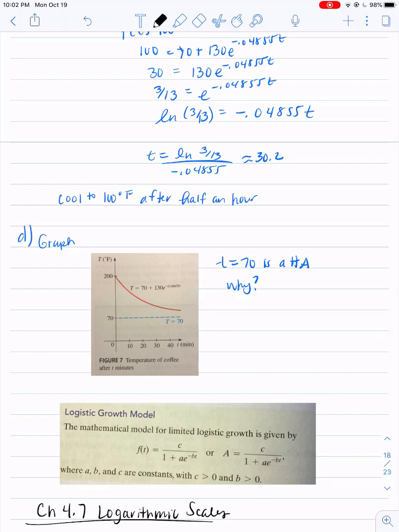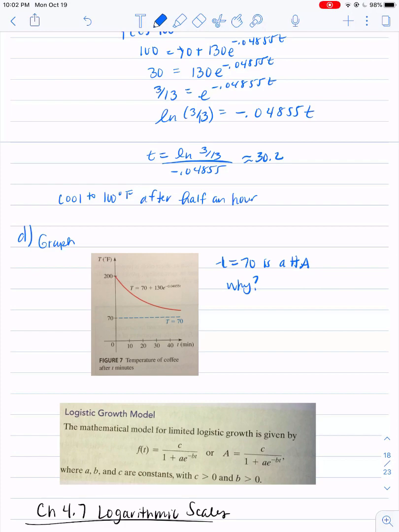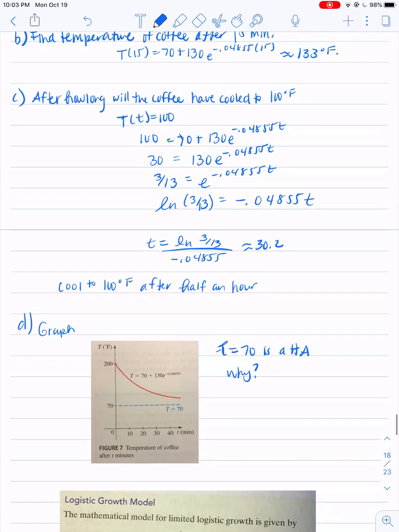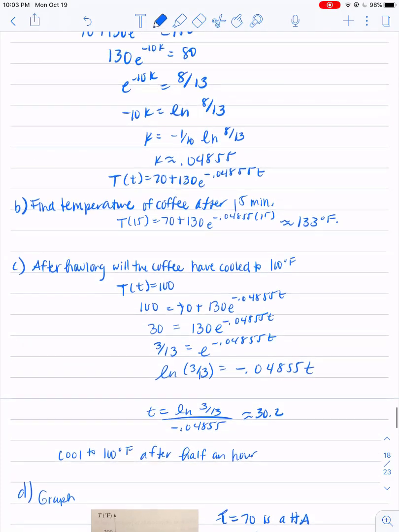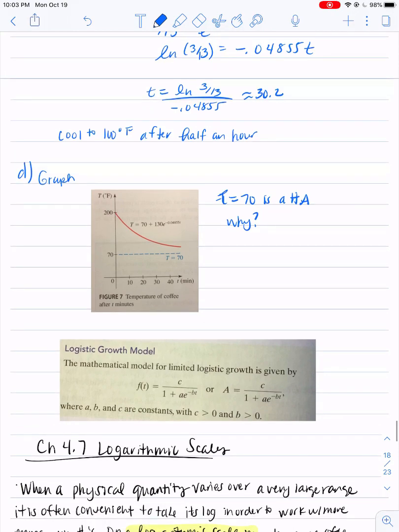And then we graph, and so you could see here that our graph is approaching T equals 70, and that's our horizontal asymptote. So our horizontal asymptote is basically where it doesn't cross. So it's 70 because we're guaranteed to have the coffee get to 70 degrees. And basically, once it reaches room temperature, it doesn't get any colder than what room temperature is.